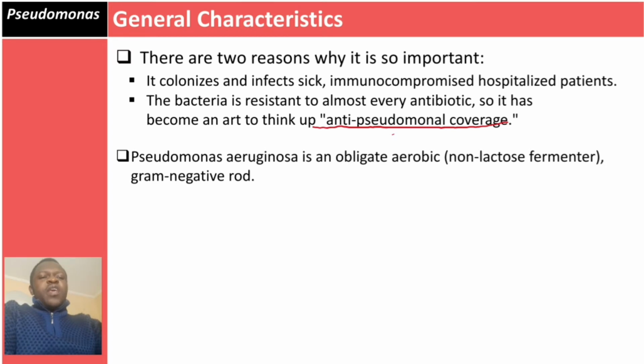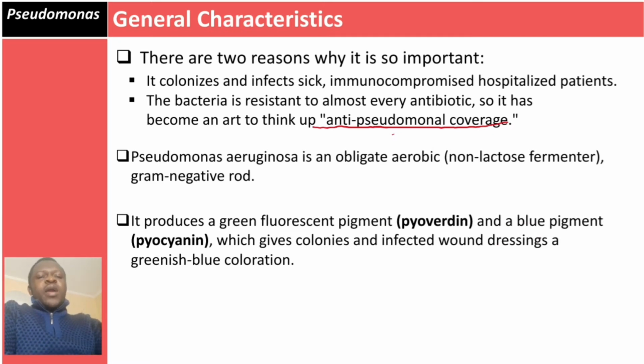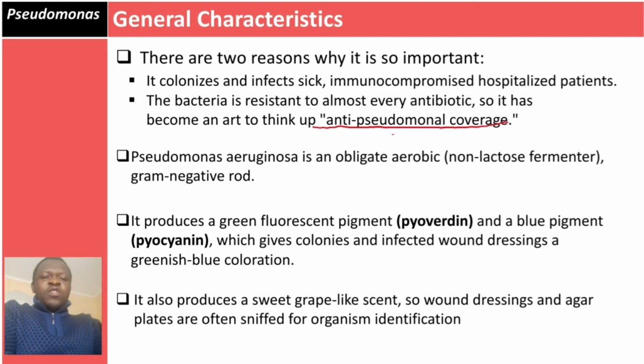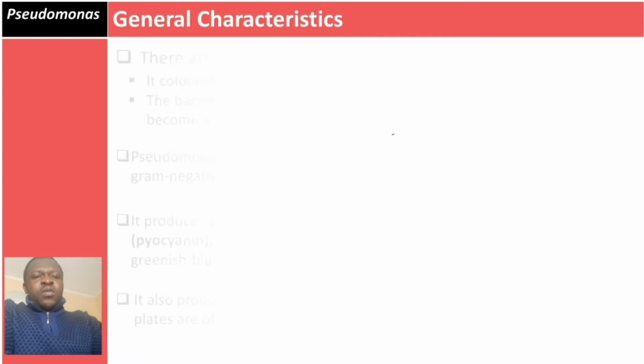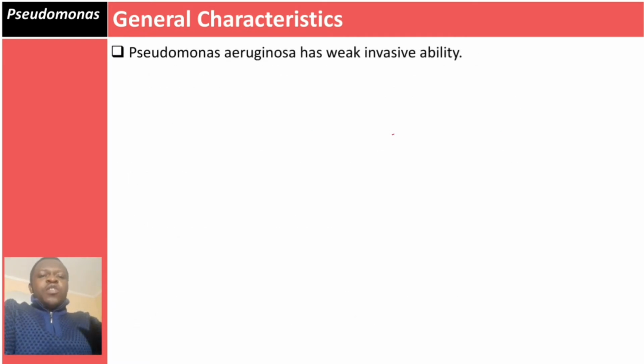Pseudomonas aeruginosa is an obligate aerobe, non-lactose fermenting, gram-negative rod. It produces a green fluorescent pigment called pyoverdin and a blue pigment called pyocyanin, which gives colonies and infected wound dressings a greenish-blue coloration. It can also produce a sweet, grape-like scent. Wound dressings and agar plates are often sniffed for organism identification, so you can actually smell this fruity or grape-like scent from the agar plates or from the bandages. Okay, let's continue.